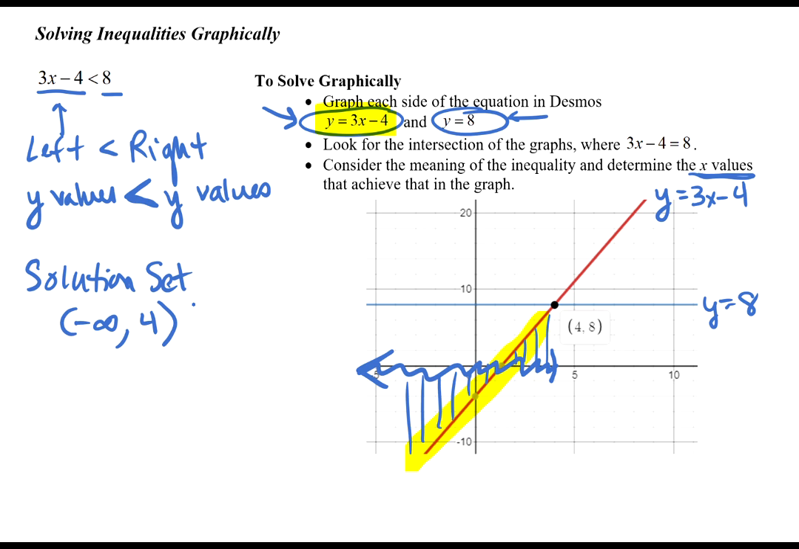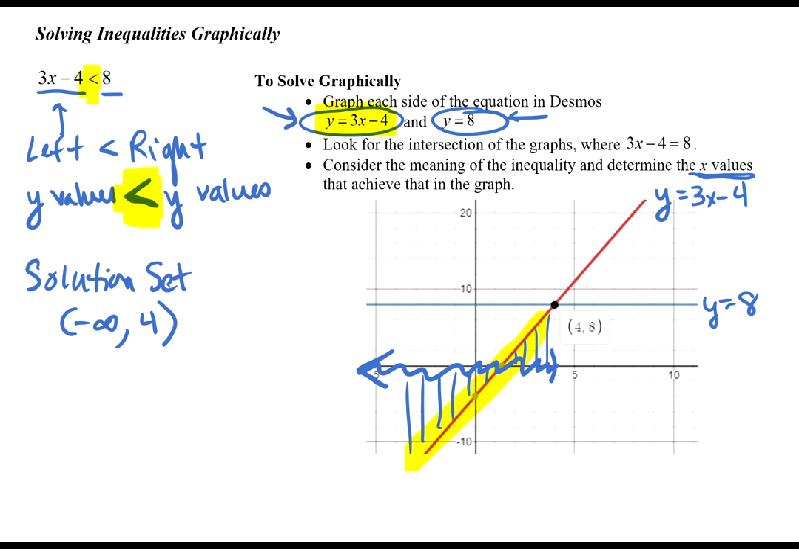So again, what we're looking at are comparing the y values of the two graphs based on the inequality we see in the problem. So in this case, we have a less than. So we want the graph for the left-hand side of the equation to be lower than the graph for the right-hand side. So in this case, that means the diagonal graph, where is it lower or below the horizontal line?